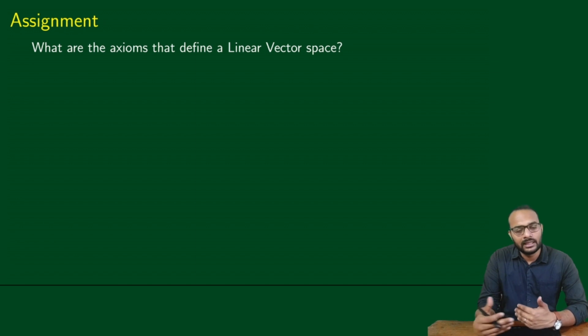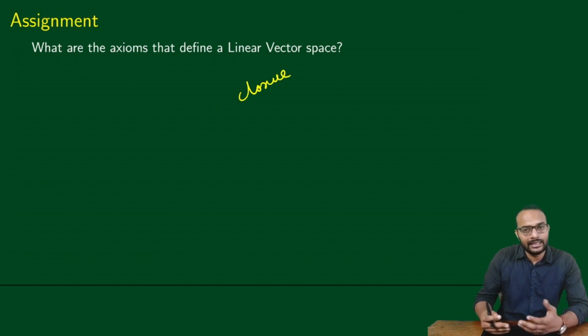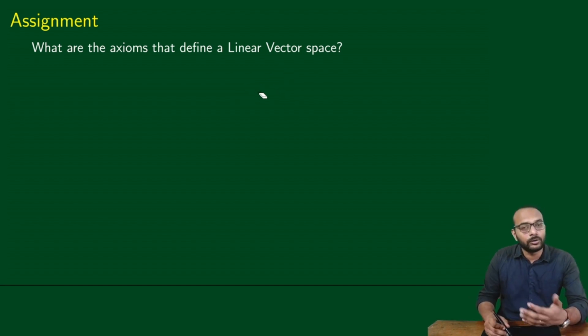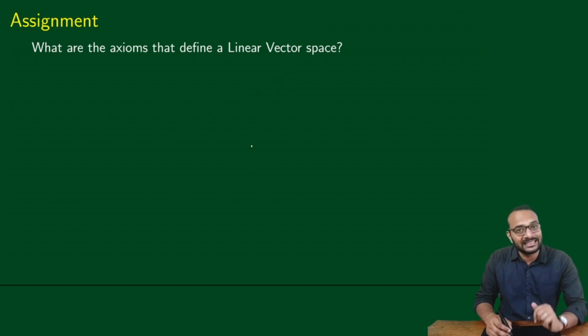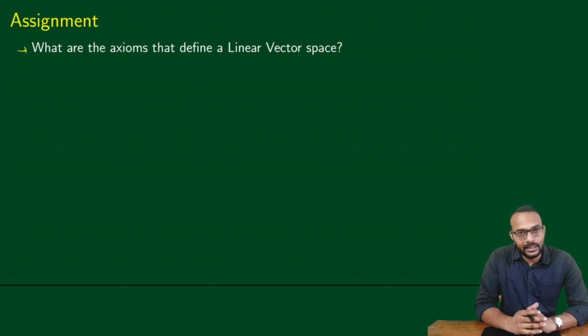There may be a number of axioms, like 10 axioms, which are easy to understand. One of them is the closure property. This we have already seen: if you add two vectors, you'll get another vector. It does not take you out of the space. You get another vector in the same space. So as an assignment, please write down the axioms that define a linear vector space by looking at a mathematical physics textbook or even some quantum mechanics textbook.